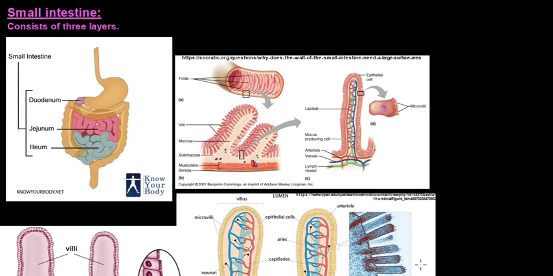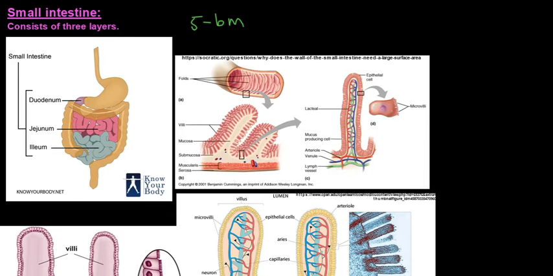Next, we'll look at the small intestine, and it consists of 3 layers, and it is extremely long. So it is about 5 to 6 meters in length, which is very long. And the small intestine, like I said, consists of 3 different sections, and that is the duodenum, the jejunum, and then the ileum. So those are the 3 sections of the small intestine.